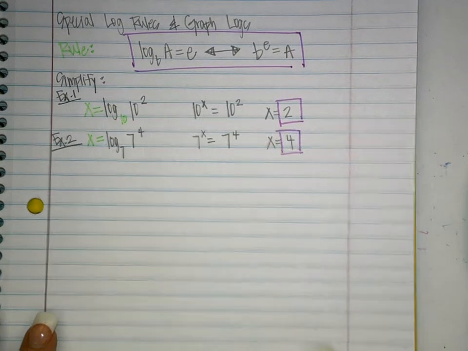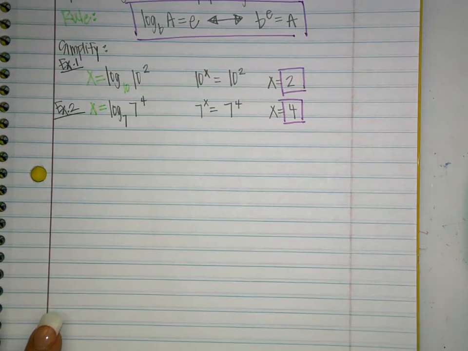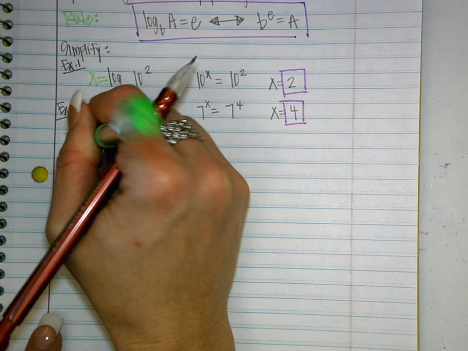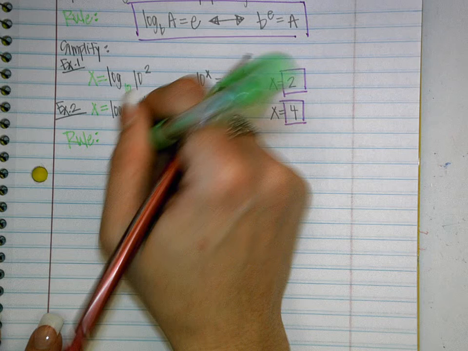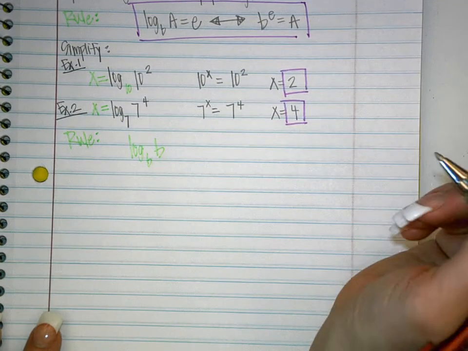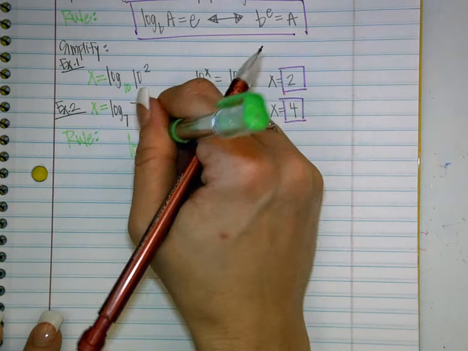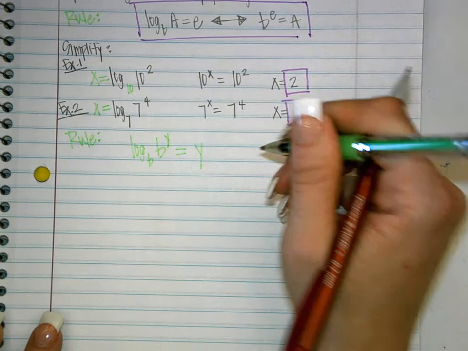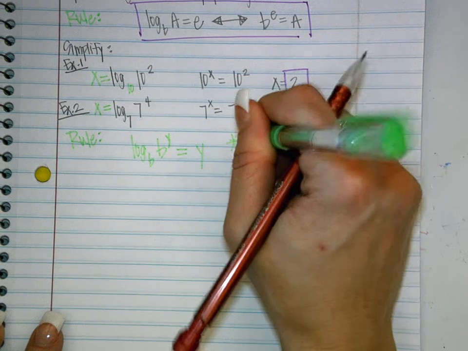Not exactly. Okay, there's a rule with logs, and the rule is essentially that whenever you have log base b of the same base, log base b of b to the y exponent, it will always equal y. And this is for all values of x.